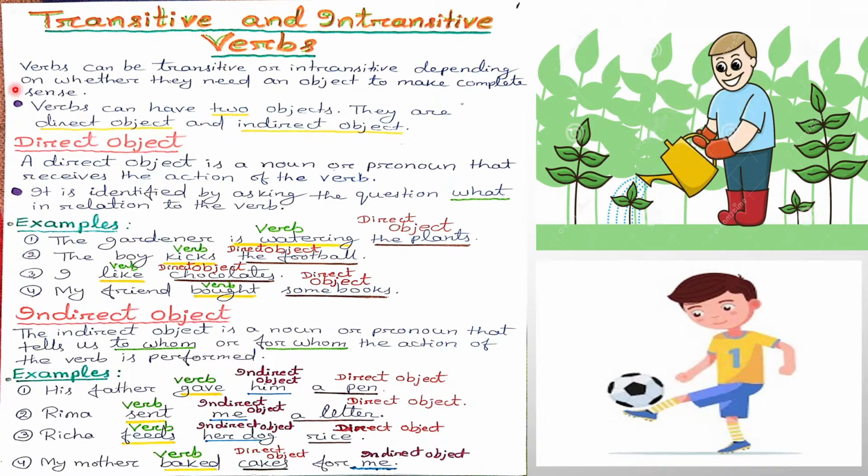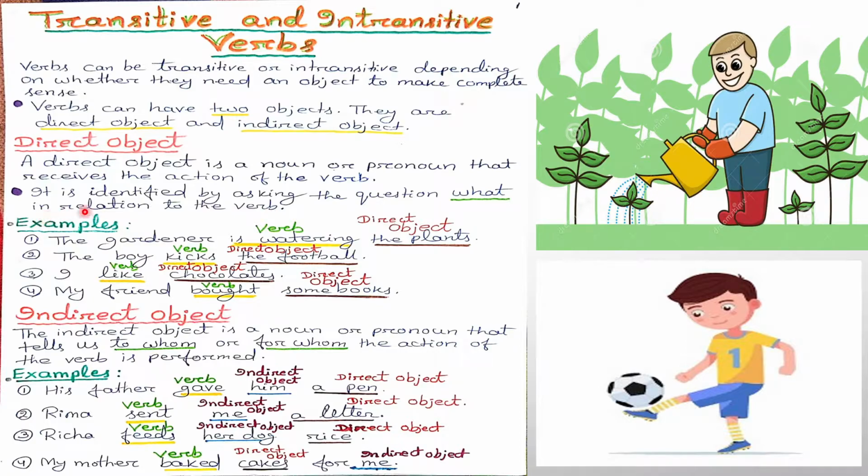Verbs can be transitive or intransitive depending on whether they need an object to make complete sense. A verb can have two objects. They are direct object and indirect object. First we will discuss direct object. A direct object is a noun or pronoun that receives the action of the verb. It is identified by asking the question what in relation to the verb.